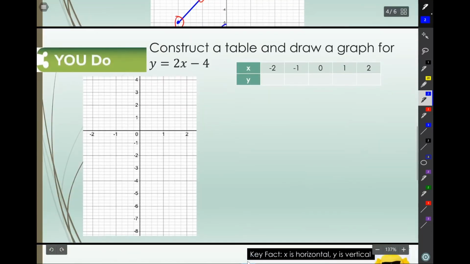Alright, I want you guys to have a go with this equation and this table of values. Pause the video, have a go at it yourself, and when you come back I will show you how to do it.